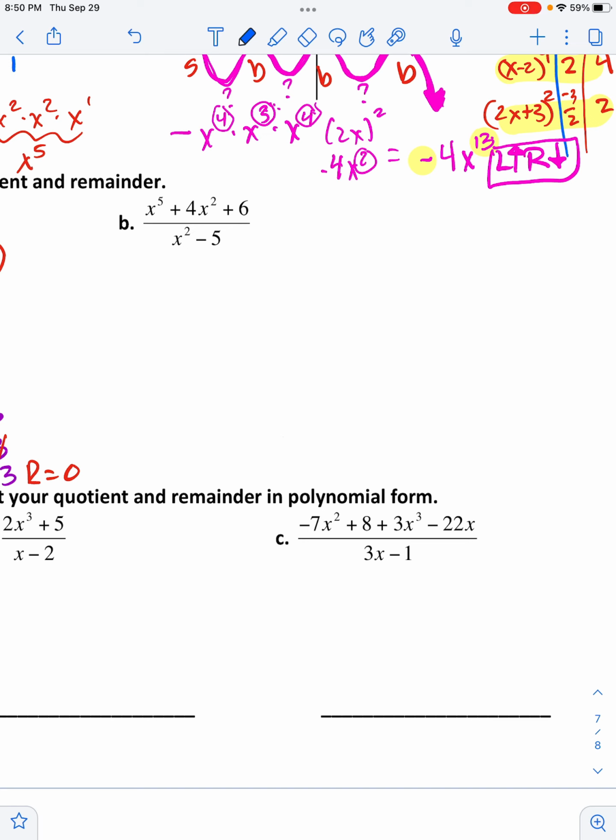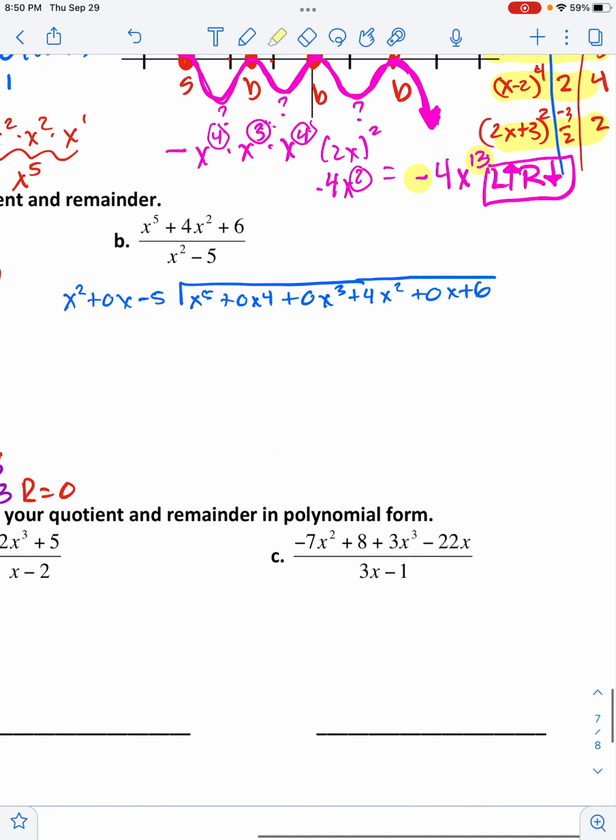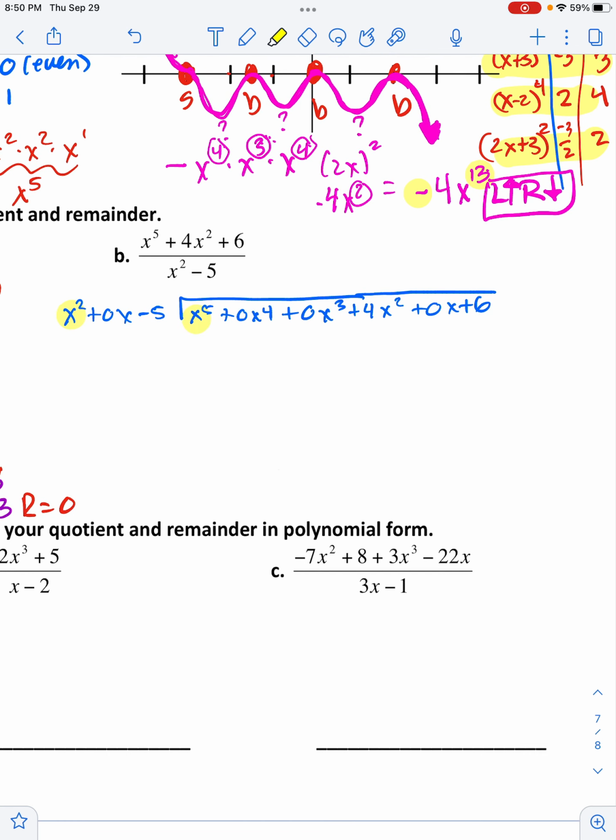All right. So I'm dividing x squared plus 0x minus 5 into x to the 5th, then no x to the 4ths, and no x to the 3rds, and 4x to the 2nds, and no x's, and then a 6. Okay. Then I'm going to just look at the pieces I really need, this one and this one.